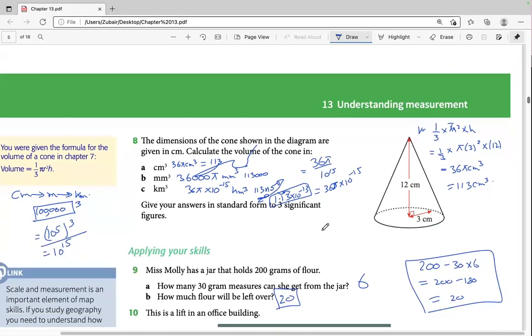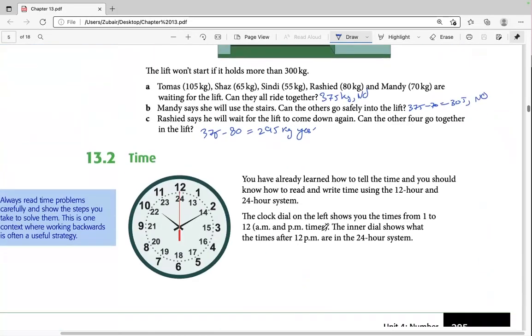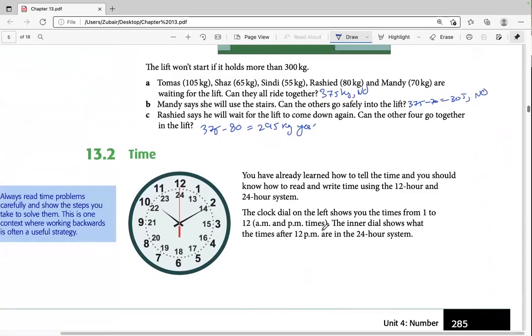Okay. These were masses and lengths and volumes. Now, time. How many minutes are there in 1 hour? 60. How many seconds are in 1 minute? 60. How many milliseconds are in 1 second? 1,000. Yes. 1 hour is equal to 60 minutes. 1 minute is equal to 60 seconds. 1 second is equal to 1,000 milliseconds.